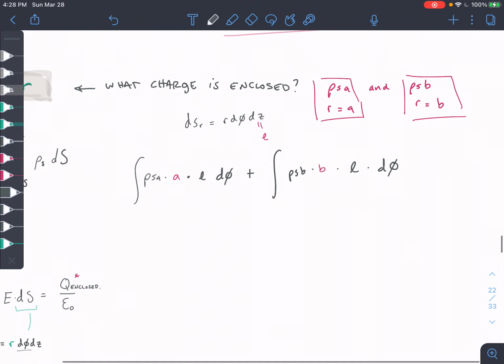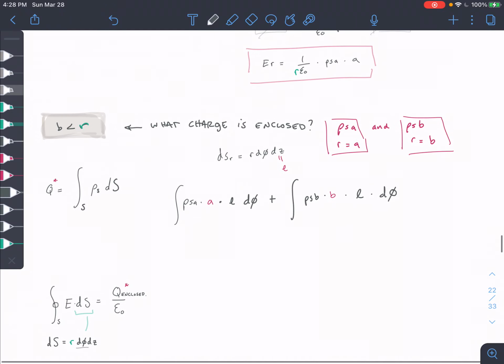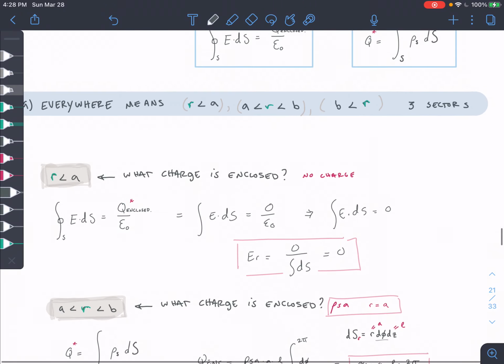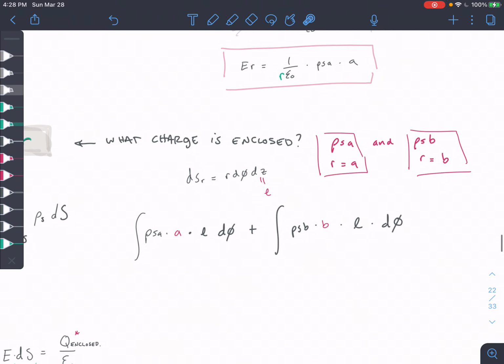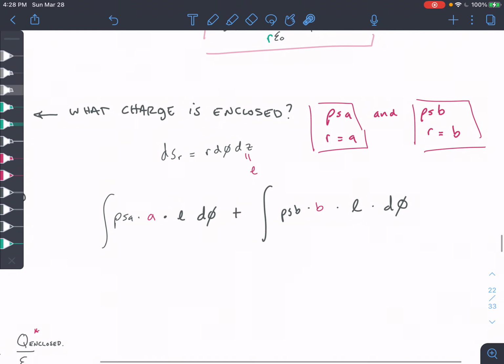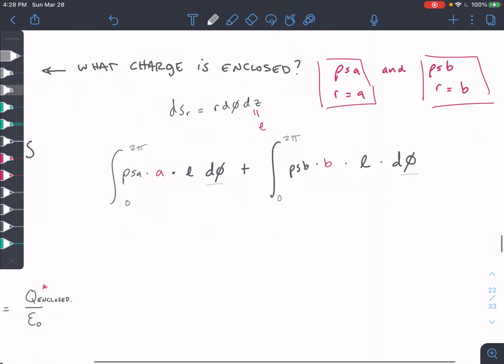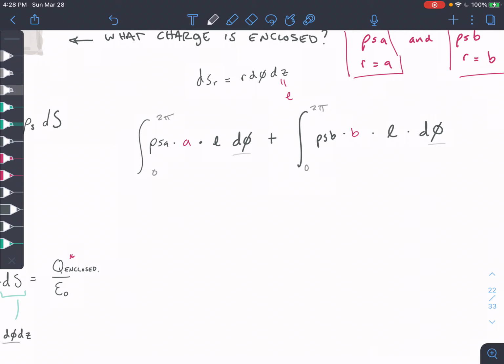For d phi, it's going to be the same here. We're just dealing with a full cylinder, so 0 to 2 pi all the way around the z-axis. It's going to be the same throughout the problem. It's the only differential element, so it's the only thing we're going to have bounds for: 0 to 2 pi.